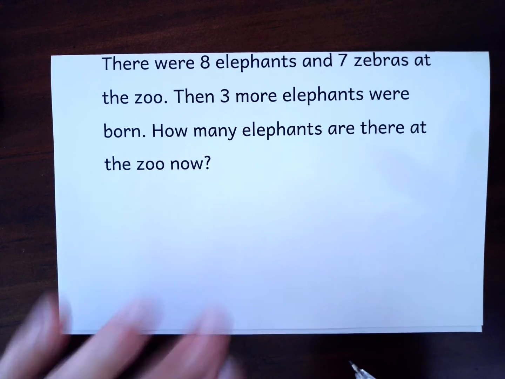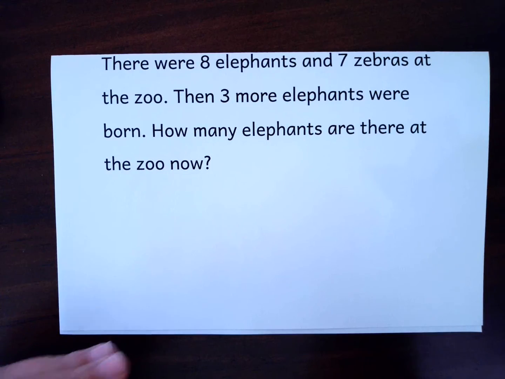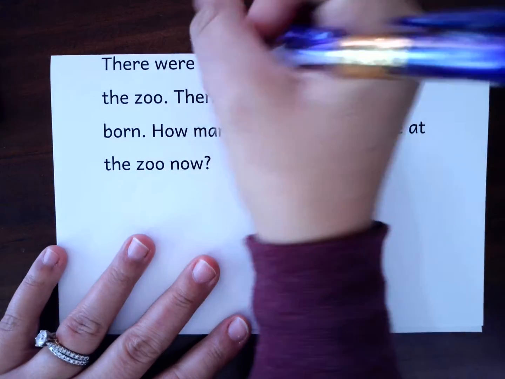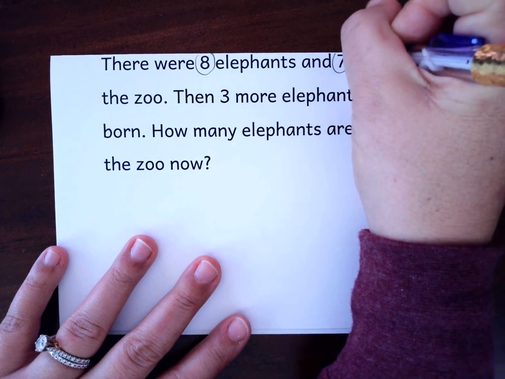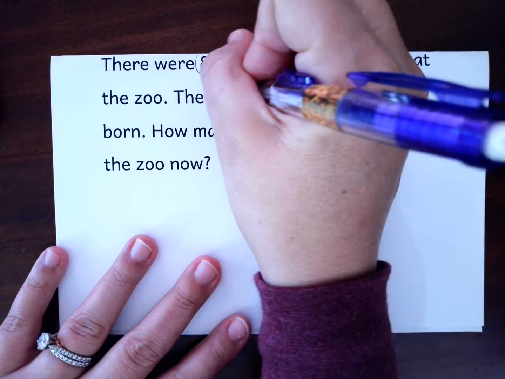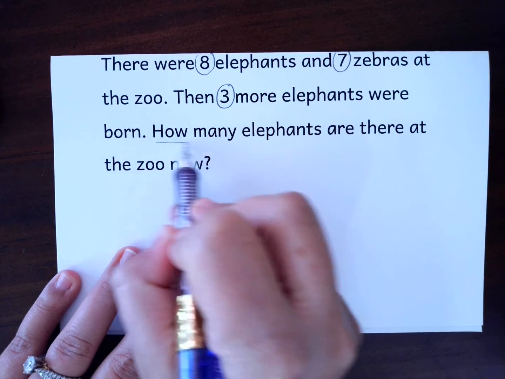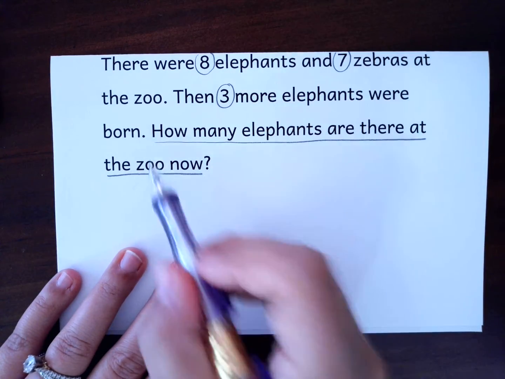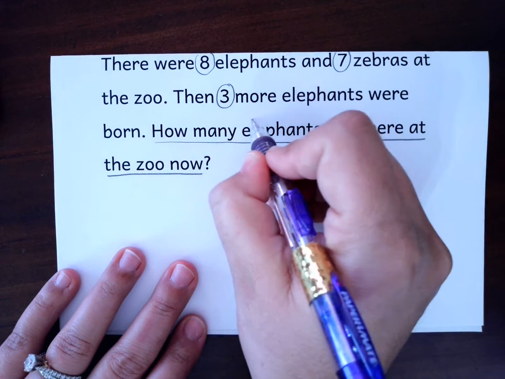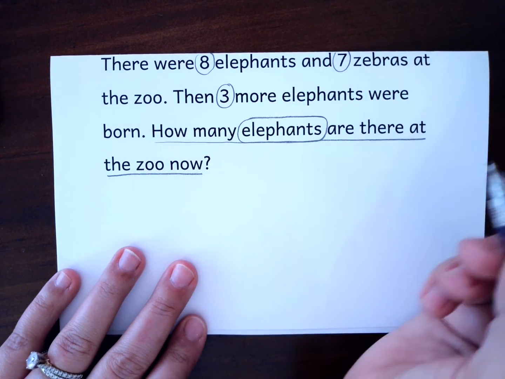So we're going to go back to using our cubes strategy. I'm going to circle all of the numbers that I see. So I have an 8, I have a 7, and I have a 3. I'm going to underline my question, and then that's going to help me find my label. So here's how many. And right after how many, I see the word elephants.